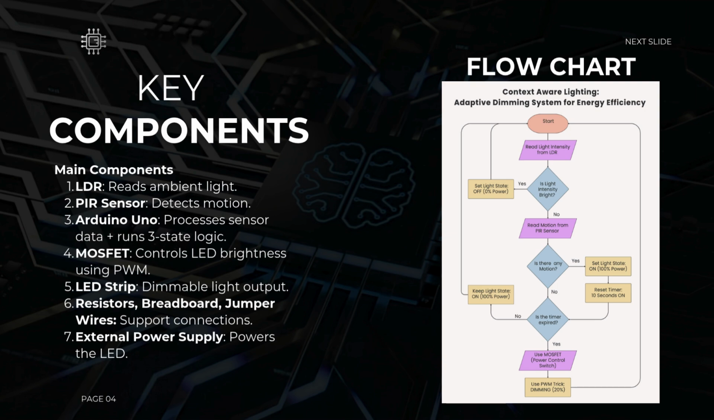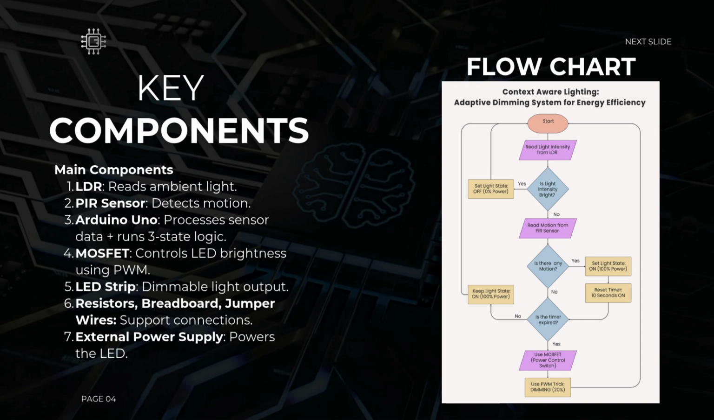Next, these are the key components of the system. Number one is the LDR. This is what we use to read the brightness of the environment or the light intensity. Next is a PIR sensor which detects the motion from the environment. And of course, we have the Arduino Uno. This is the main processor, which also works on the three-state logic. Next is the MOSFET for making the PWM trick possible. This is what controls the LED to make it dim or fully bright. Next is the LED strip, which is the light output, which is also dimmable. Next is the resistor, breadboard, and jumper wires. These are used for making the connections possible. And then lastly, we have the external power supply, which powers the system and the LED.